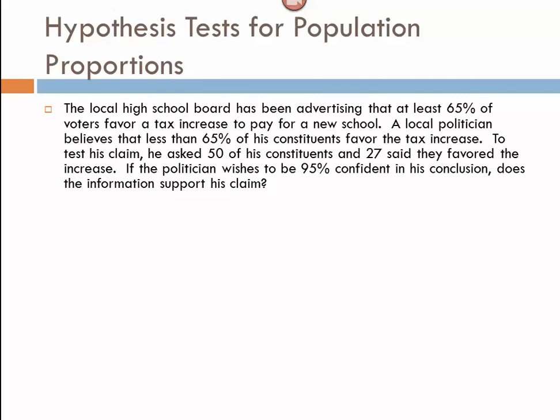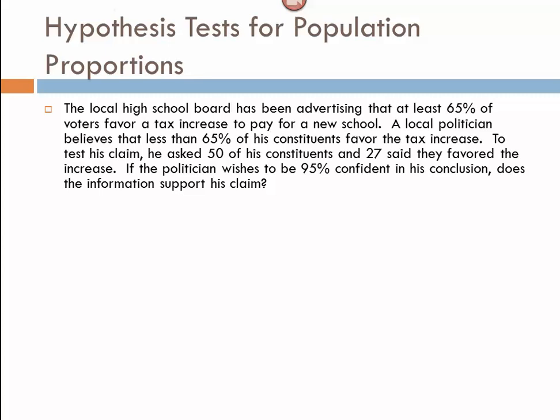So here's our example. A local high school board has been advertising that at least 65% of the voters favor a tax increase to pay for a new school. A local politician believes that less than 65% of his constituents favor the tax increase. To test his claim, he asks 50 constituents and 27 said they favored the increase. If the politician wishes to be 95% confident, does the information support his claim?